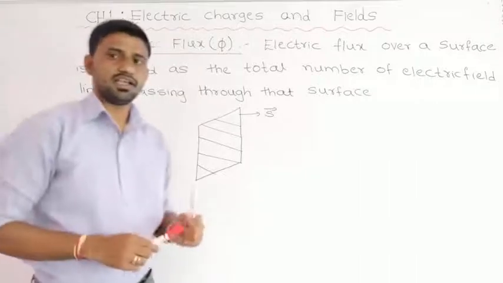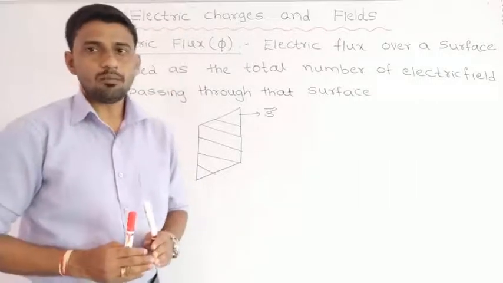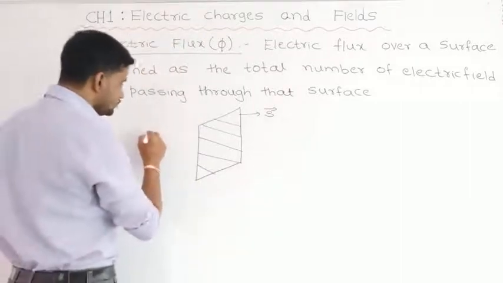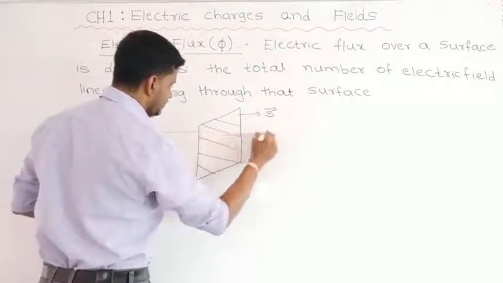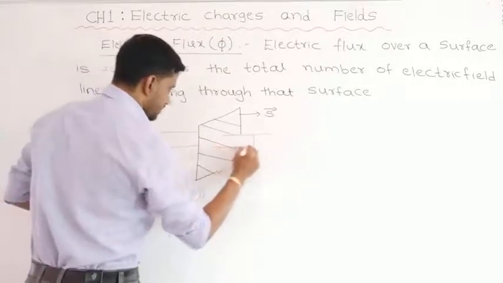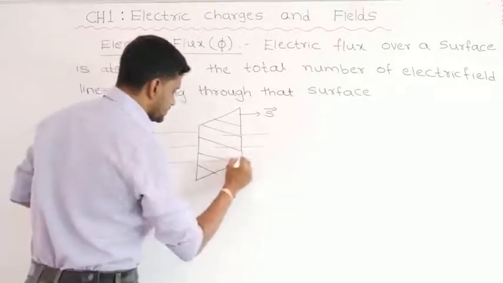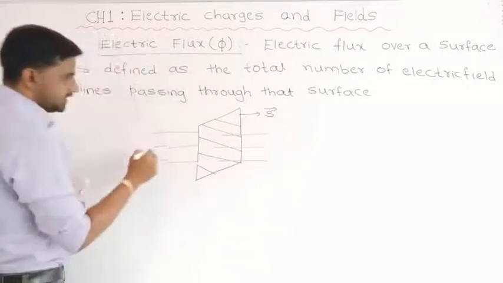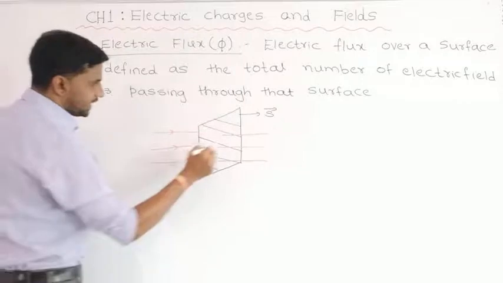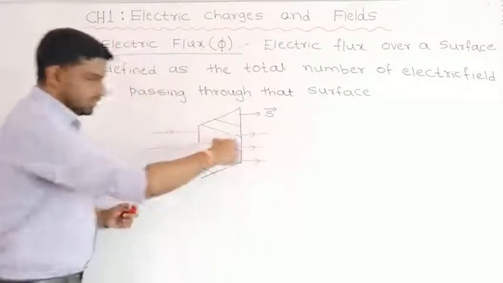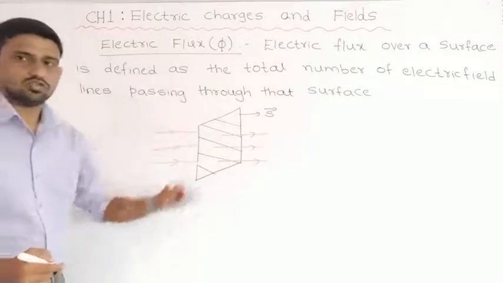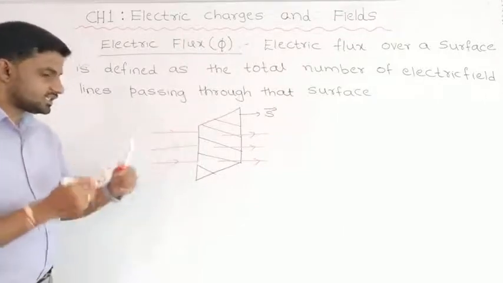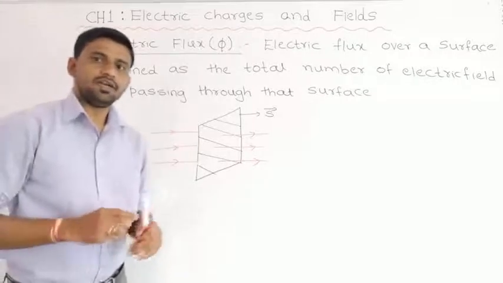And this surface area is placed in a uniform electric field. So what is the meaning of a uniform electric field? Uniform electric field means its magnitude and direction are the same. Then it is called a uniform electric field. See here, if you observe, the magnitude of this electric field is the same and the direction is also the same. Then it is called a uniform electric field. And these lines indicate the electric field lines.